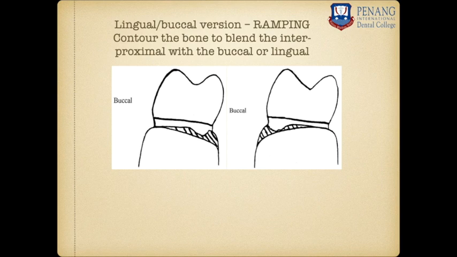The crest of the buccal alveolar bone will be more apical compared to the crest of the lingual alveolar bone. So that is what is called ramping. So we are going to ramp the interproximal bone. We are not going to flatten the interproximal bone. Rather than flattening the interproximal bone, we are going to ramp the interproximal bone to remove the intrabony defect.